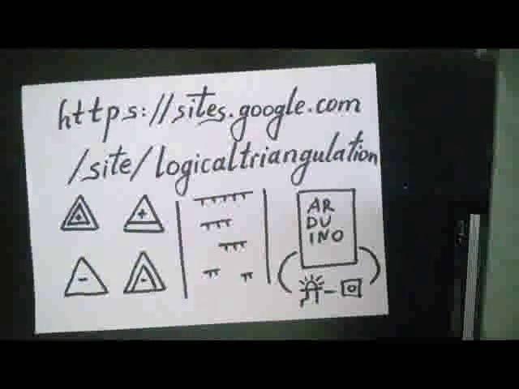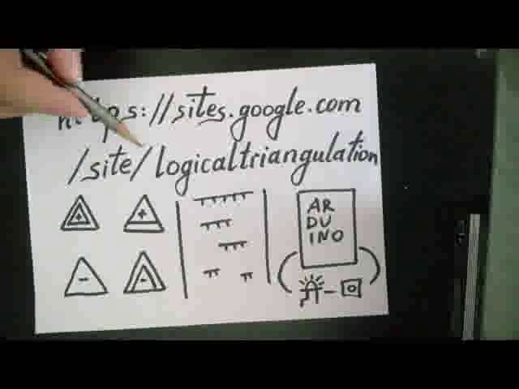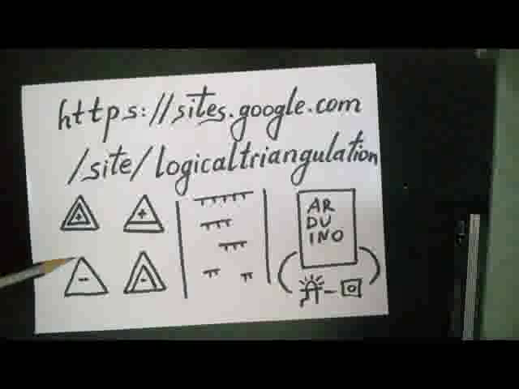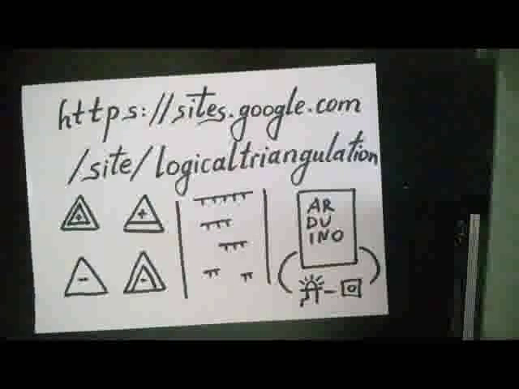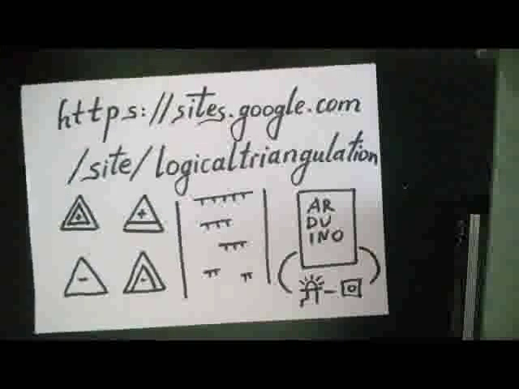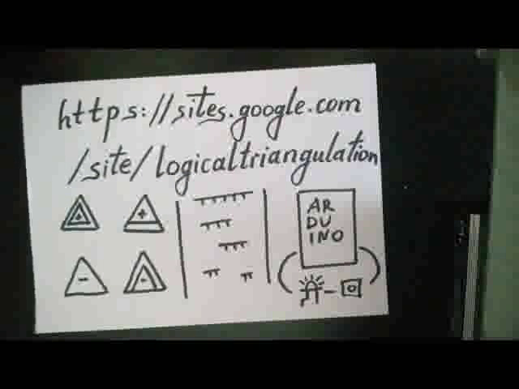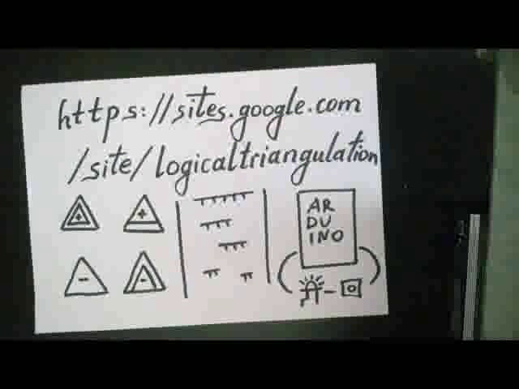You will find further details on my website, which is at sites.google.com/site/logicaltriangulation. There you will find my theory of logical triangulation, which is a kind of reasoning mechanism for an artificial intelligence, my theory regarding fragmentation sets, which is a simplified version of the first theory and handles patterns in a less precise but faster way, and of course the wiring schemes and the descriptions of how to handle the Arduino.